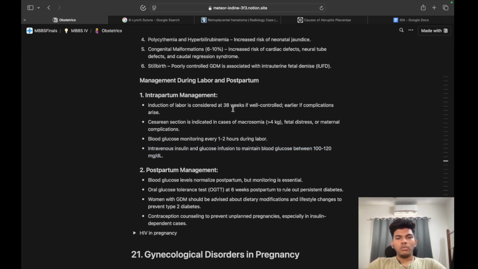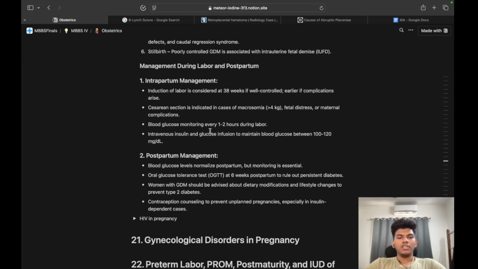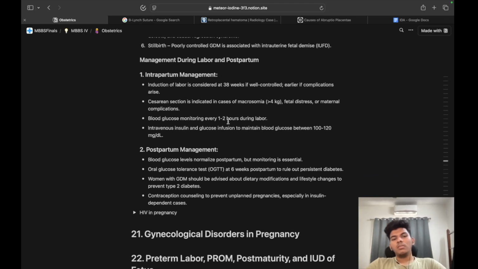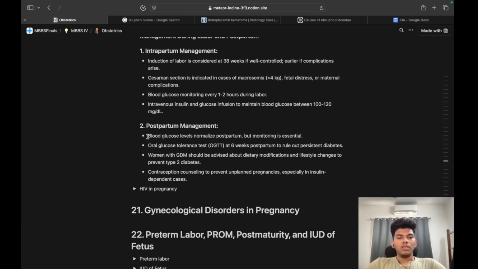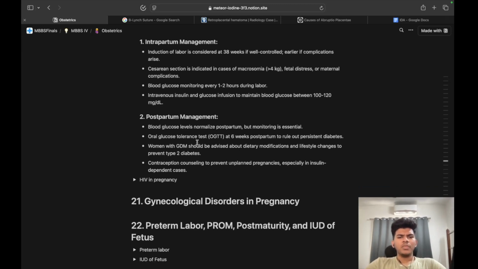So we know the intrapartum management: 38 weeks, earlier if complications arise; macrosomic baby, fetal distress or maternal complications, C-section. Blood glucose check every 1 to 2 hours and intravenous insulin and glucose infusion to maintain blood glucose between 100 to 120. Postpartum management: blood glucose levels normalize postpartum, but monitoring is essential. OGTT at 6 weeks postpartum to rule out persistent diabetes.